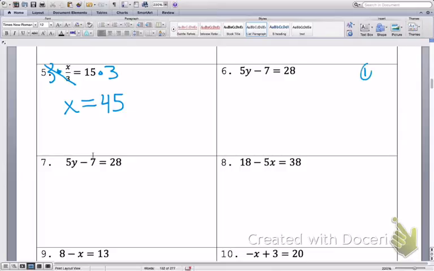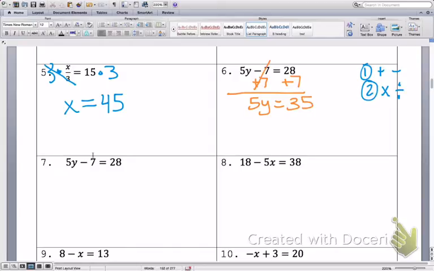Remember, I always first undo add, subtract, and then second always undo multiply, divide. So I'm going to first undo the subtraction of 7. So the opposite of subtracting 7 would be adding 7 to both sides of the equal sign to balance my equation. So now I have 5y equals 35.